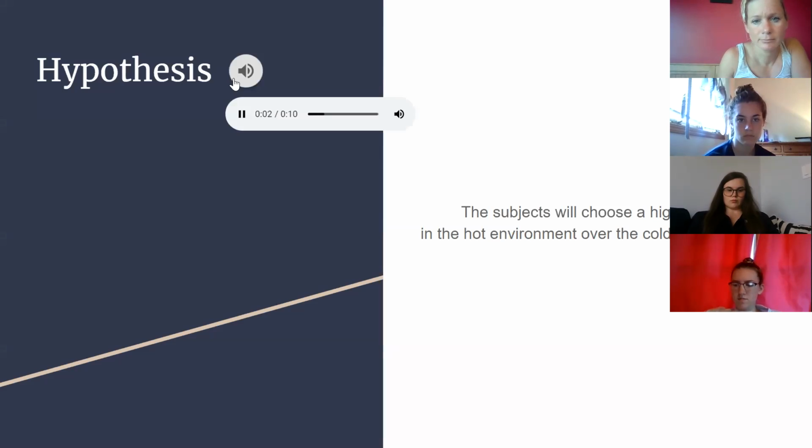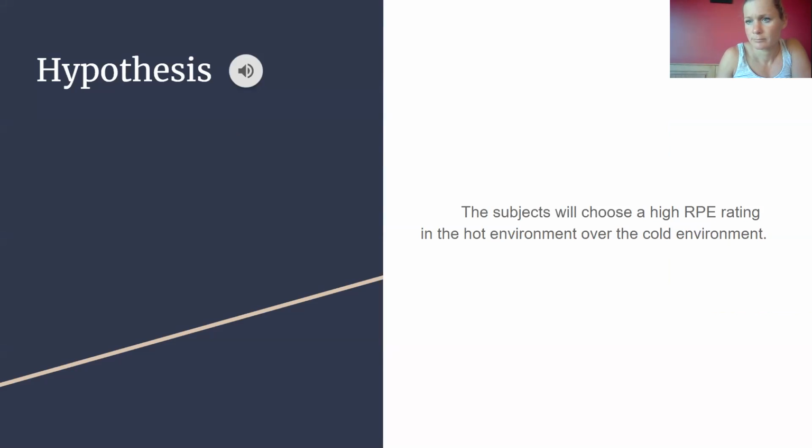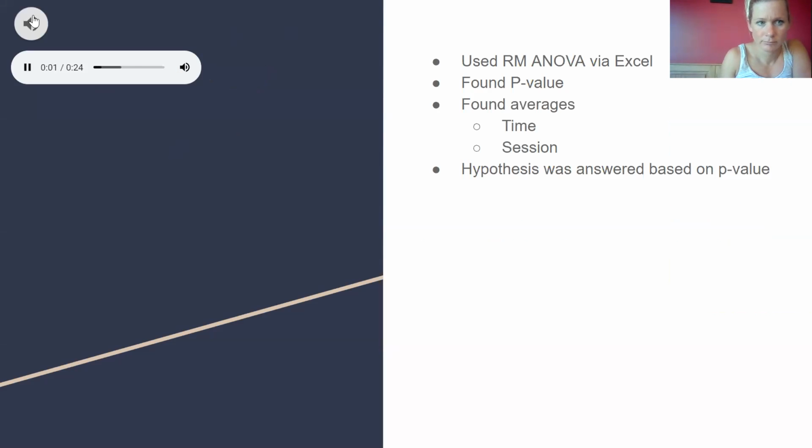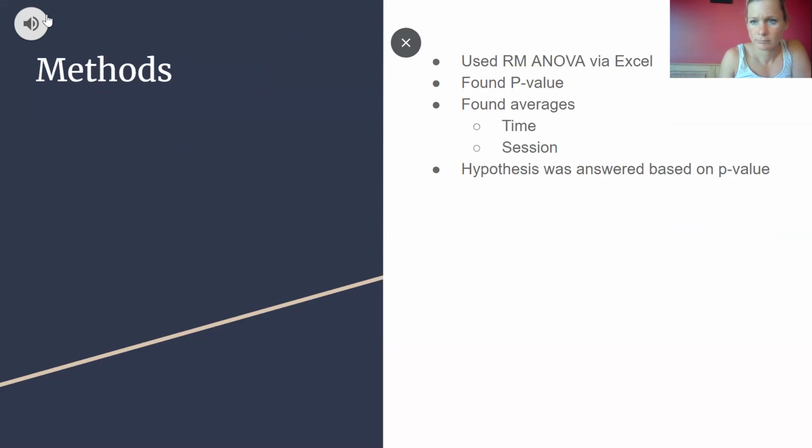Our hypothesis was the subjects will choose a higher rate of perceived exertion in a hot environment over a cold environment. For our methods, we used repeated measures ANOVA via Excel and found the p-value. We also found the averages based on the time of each subject, and we found the averages of the sessions, meaning hot versus cold environment. The hypothesis was answered based on the p-value.